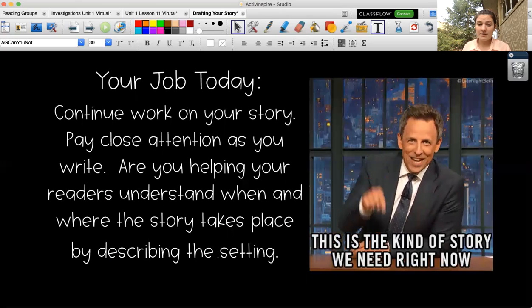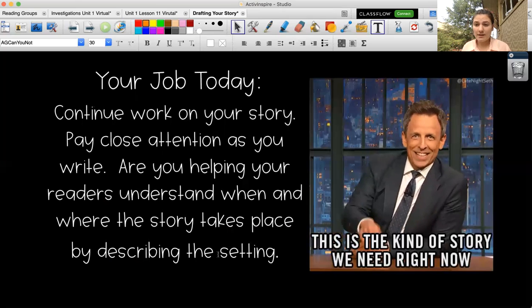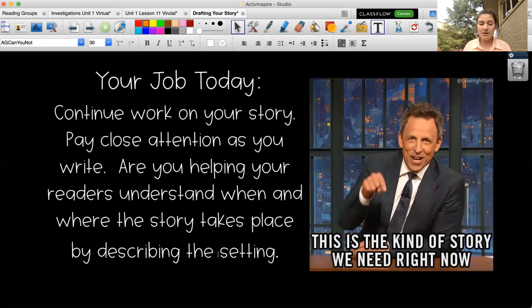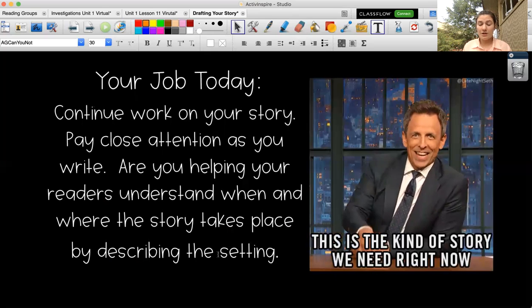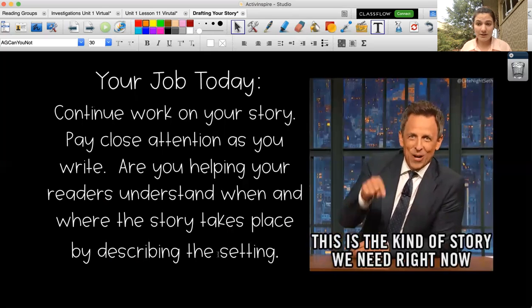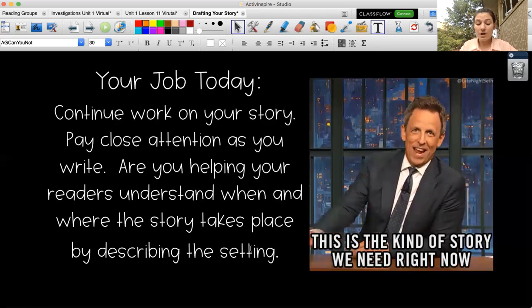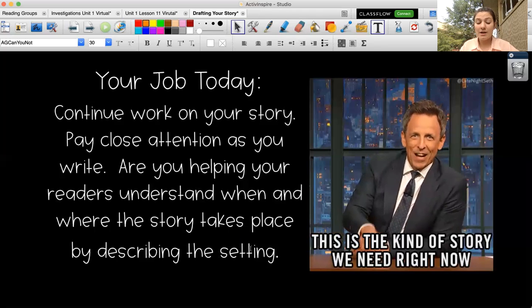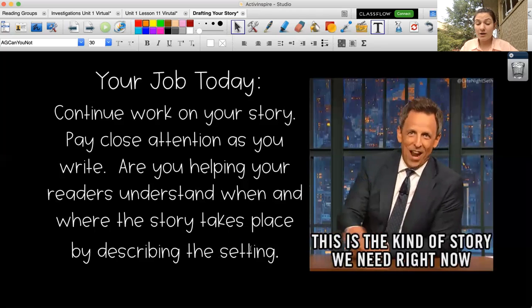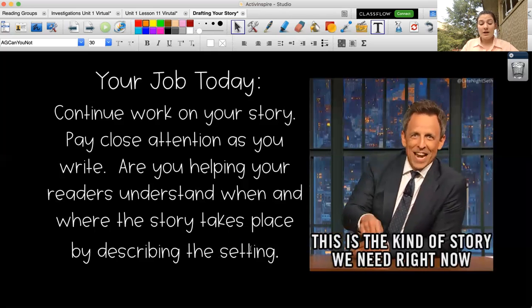In chapter books, the setting is a lot more complicated than it is in picture books. When you're writing a chapter book, the story's longer, so your characters are going to be in lots of different places. So what you guys need to do is work on your story, and this is due tomorrow. This is not due today, but this is due tomorrow, and you need to work on it today because you guys should have a lot done.